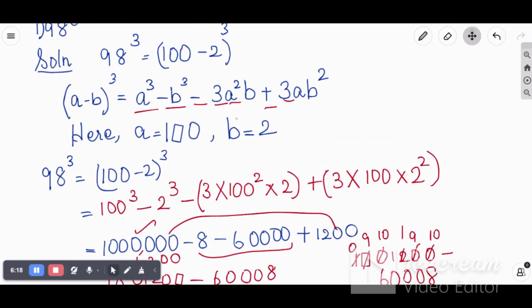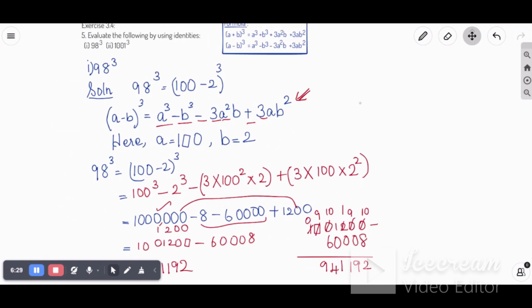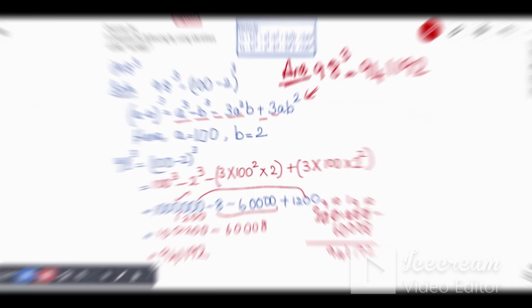So the main thing you have to understand here is you have to know this formula. And you have to know which identity you have to apply. So a minus b whole cube you have to apply. So now with this you have arrived at your conclusion, which is our answer: 98 whole cube is equal to 94192. So this is your answer. Hope you understood this. Let's move to the next question.